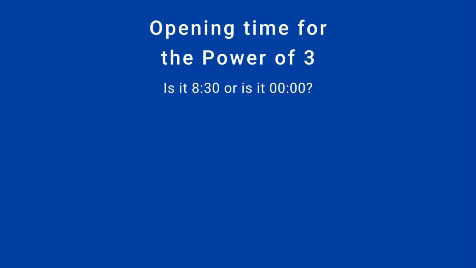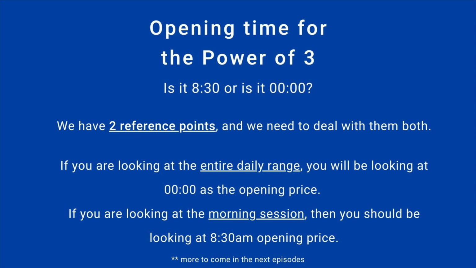Thankfully, in episode 11, ICT answers our question and he tells us that we have 2 reference points and we need to deal with them both. If we are looking at the entire daily range, then we should be looking at midnight as our opening price. If instead we are looking at the morning session only and we are focusing on that, then we should be looking at 8:30 in the morning. I'm sure that more will come in the next episodes and we're gonna see concrete examples of when to use midnight and when to use 8:30 in the morning.